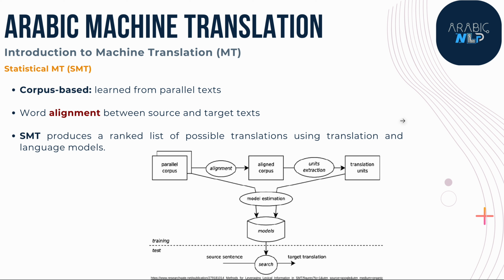Okay. On the other hand, we have the statistical MT, which is of course corpus-based and learns from parallel text, as you can see here, with of course word alignment between the source and the target text. So SMT produces a ranked list of possible translations using translation and language models. Okay.